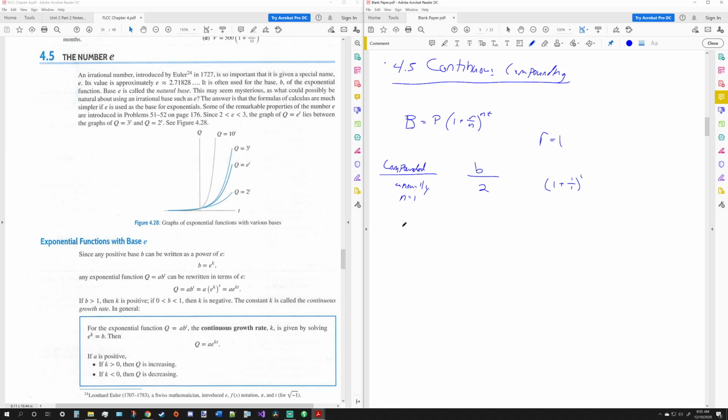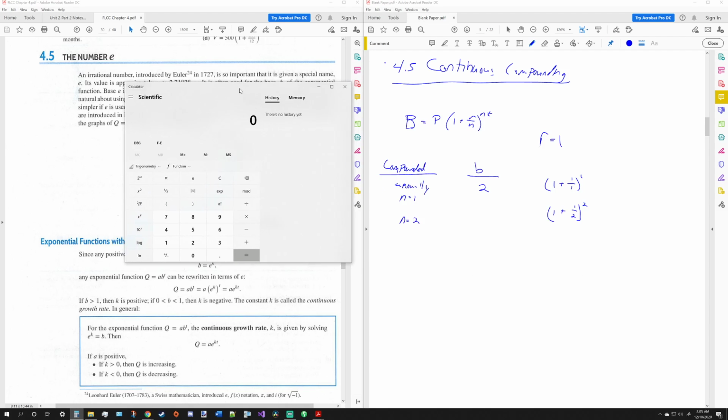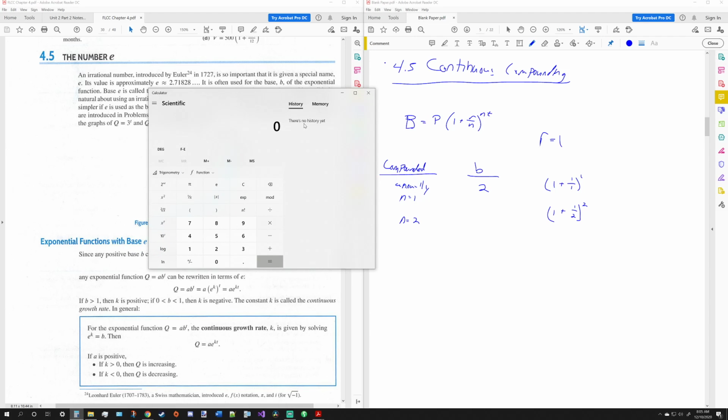All right, if we compound, let's say, semi-annually, where n equals 2, well, now we have 1 plus 1 over 2 raised to the 2. So let's figure out what that is. So that's 1 plus 1/2, and then it is raised to 2. And so we get 2.25.